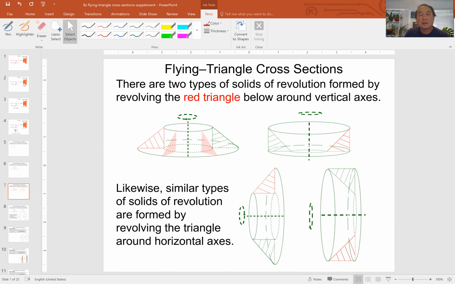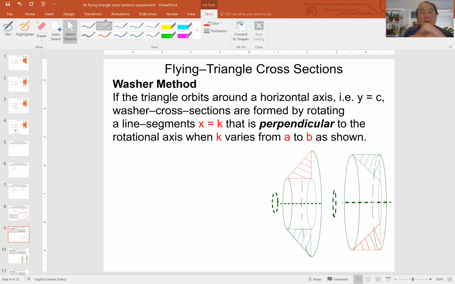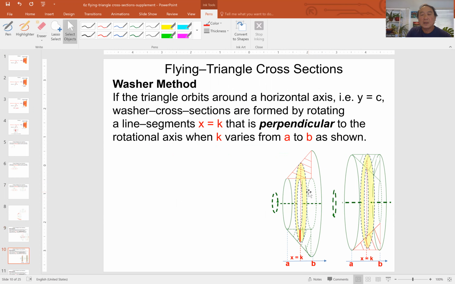The triangle can also spin around a horizontal axis, forming basically the same shapes. Let's look at these two cases, starting with spinning around the x-axis. Suppose this is the x-axis, and we go from a to b, so x equals a, x equals b, and we do the spinning.